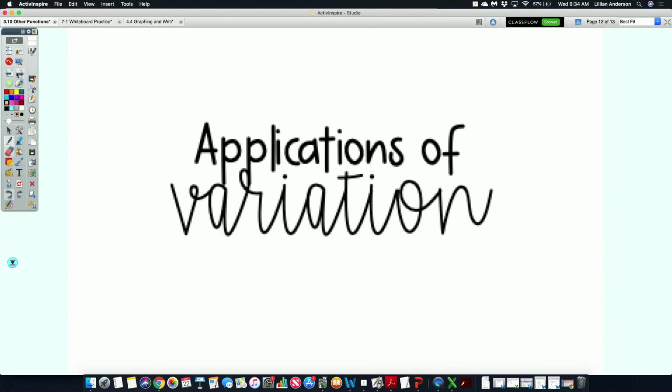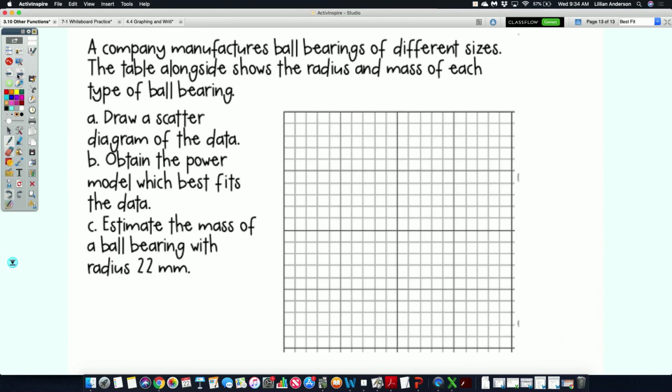Here we go, the last example, okay? Look at the application of how variation is used. The company manufactures ball bearings of different sizes. The table that I do not have on here, but I'm going to add in just a second, shows the radius and mass of each type of ball bearing. We're going to create a scatter diagram of the data. We're going to obtain a power model that best fits the data, and then we're going to estimate the mass of the ball bearing with a radius of 22 millimeters.